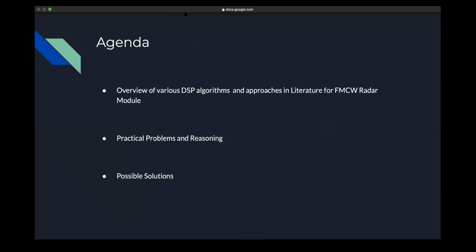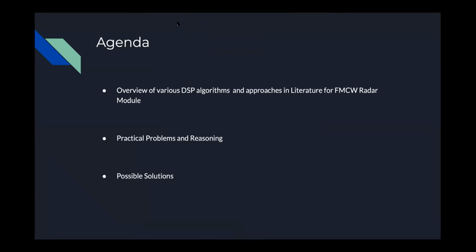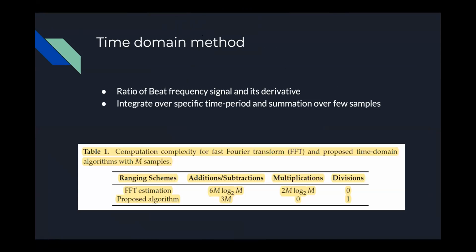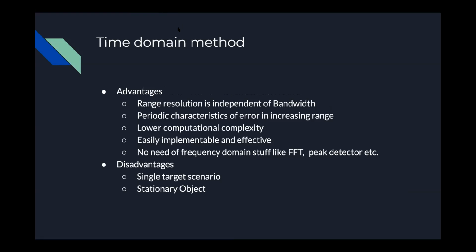So, sir, actually, we were explaining different DSP methods that were used in the literature. This is one of the methods. Have you looked at, with respect to the chip that you are using for FMCW? Yes, sir, both, the ones that can be used and that are popularly used in current systems. This method is for single target and stationary objects, so this might not be useful for us.